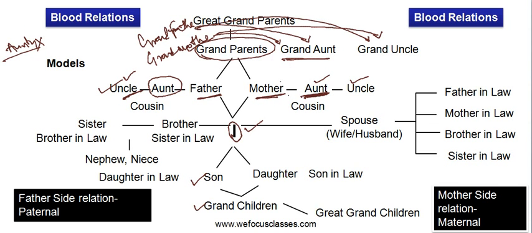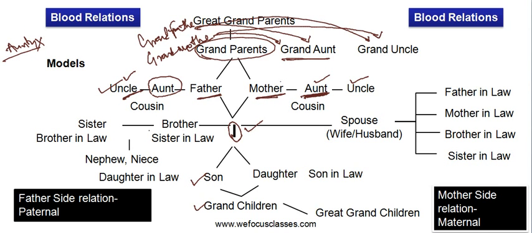So parents' brothers are called uncle. Parents' sisters are called aunt. In the same way, grandparents' sisters are called grand aunt. Grandparents' brothers are called grand uncle. So this is what about the father's generation. And father's brother is uncle. Mother's brother is also uncle.